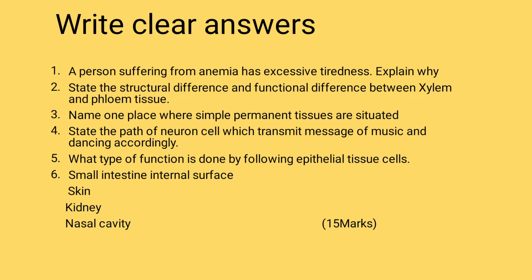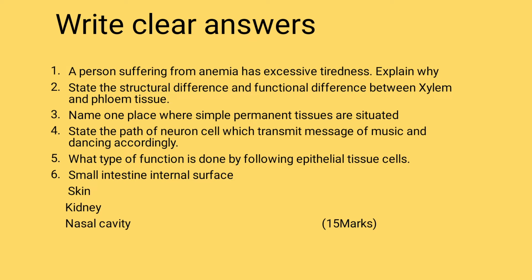Next one, write clear answers. A person suffering from anemia has excessive tiredness. Explain why. We know that anemia means the deficiency of iron. If they have no iron, they have no ability to produce hemoglobin.